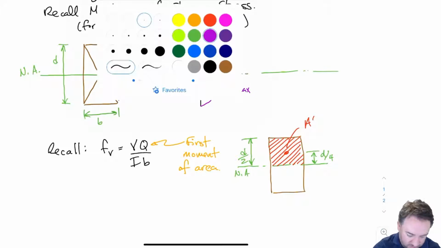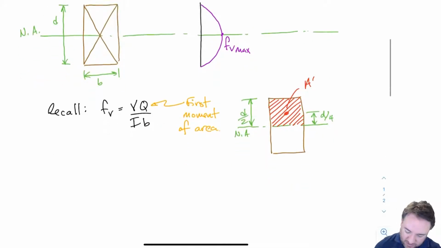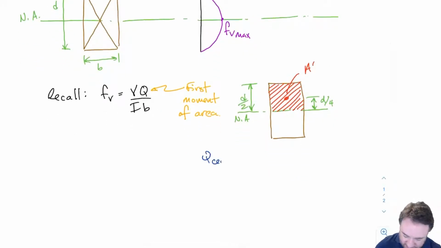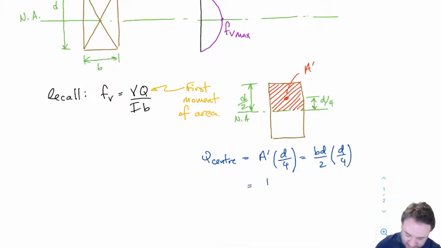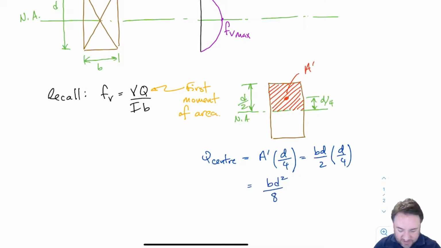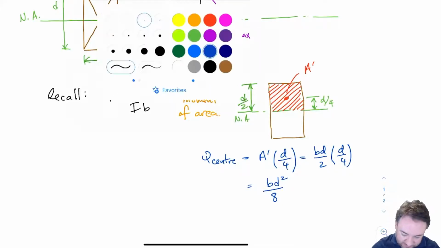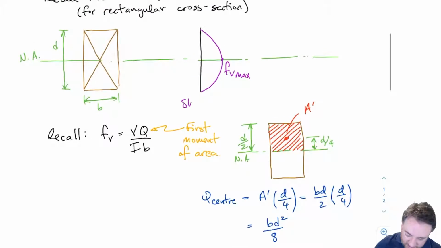So if I want to calculate what is my Q center, just to reiterate, which is the same location, I have A prime, which is the area, times d divided by 4. A is B times d over 2, and d over 4 here. So what we end up getting is BD squared over 8 for the center of the section. And this applies only to rectangles, obviously. I forgot to indicate here that this is shear stress that we're plotting.